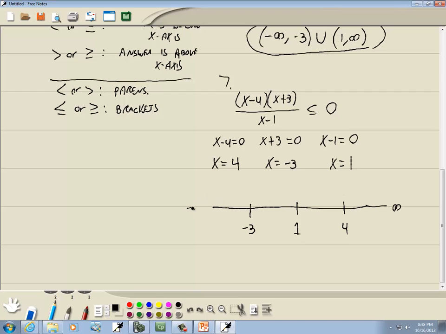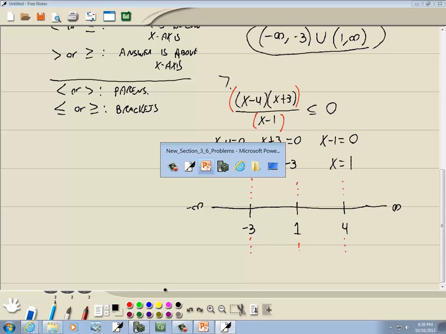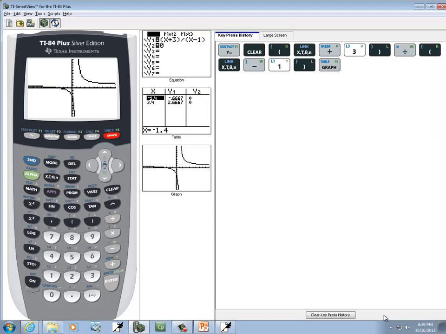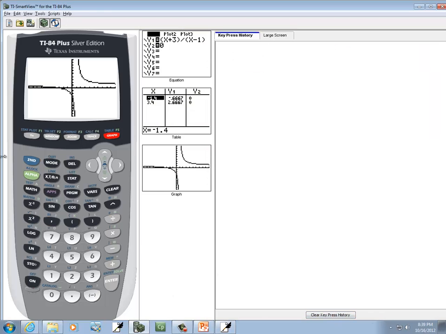Clear over here is positive infinity. Clear over here is negative infinity. This is splitting them into intervals, like that. And let's go look at our graph. The key to graphing these is, again, put parentheses around the top, parentheses around the bottom. Sometimes you need them, sometimes you don't. It's always a good idea. Just put them there just in case.